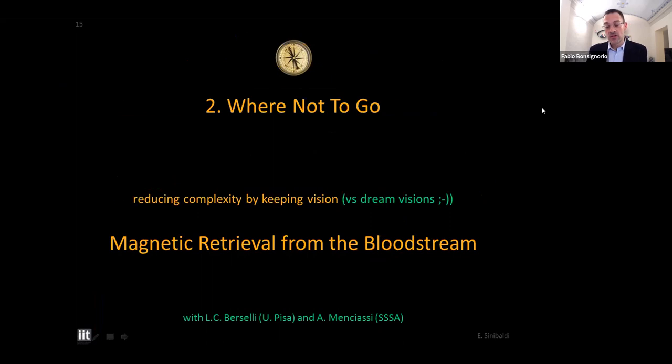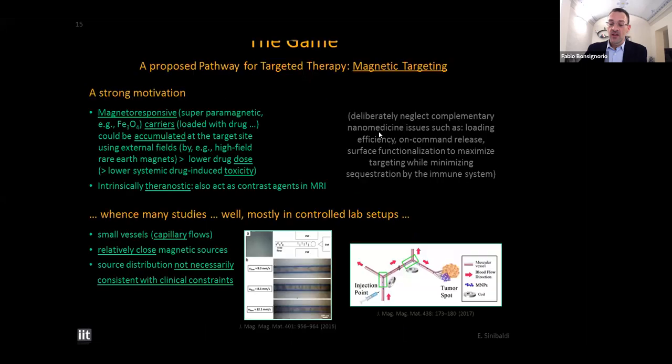The second story regards magnetic targeting and retrieval from the bloodstream. As you likely know, magnetic targeting is one of the most promising strategies for targeted therapy nowadays. The idea is quite simple. You use tiny magnetic-responsive carriers that are not permanent magnets, but can respond to a magnetic field, developing a kind of magnetic dipole effect whenever they are exposed to a magnetic source, that's a permanent magnet or current.